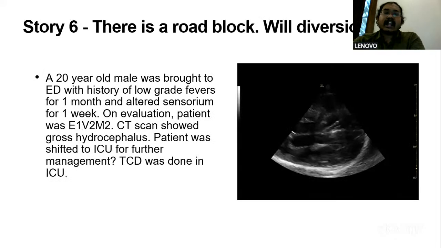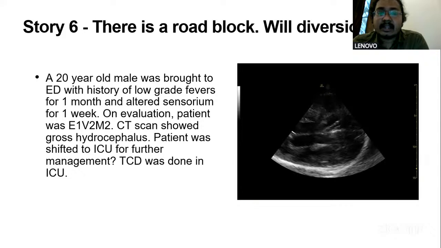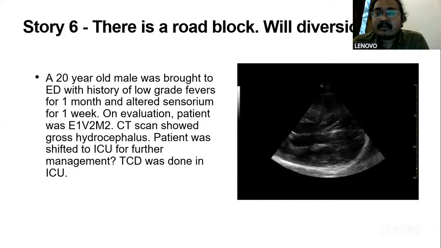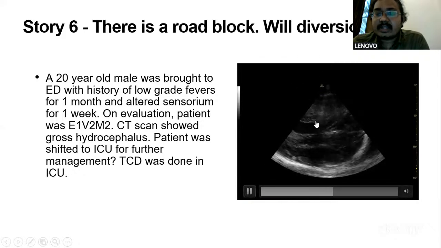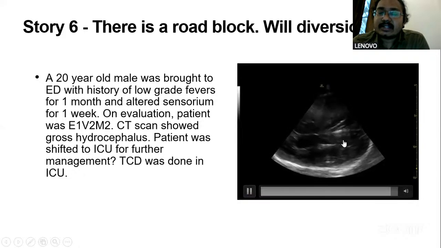So then we had a young male who came to ED with one month of fever and 1 week of altered sensorium. He was even V2 M2. He was managed in ED, got a CT scan done, which showed a hydrocephalus, and the patient was shifted to ICU for further management. Once the patient came, we did a baseline transcranial Doppler and found a gross hydrocephalus. You can see that the lateral ventricles are dilated. So immediately we gave a neurosurgical call.